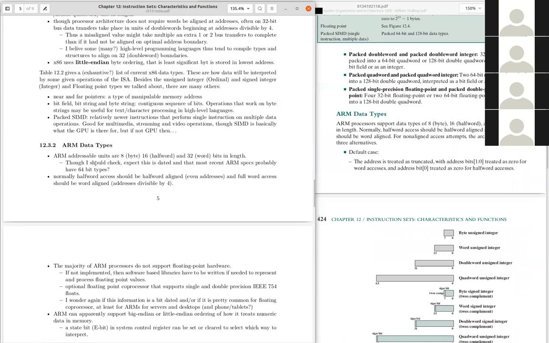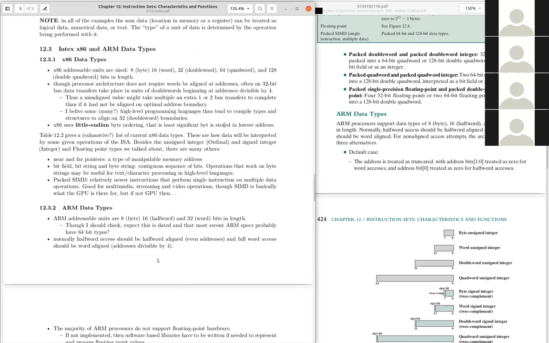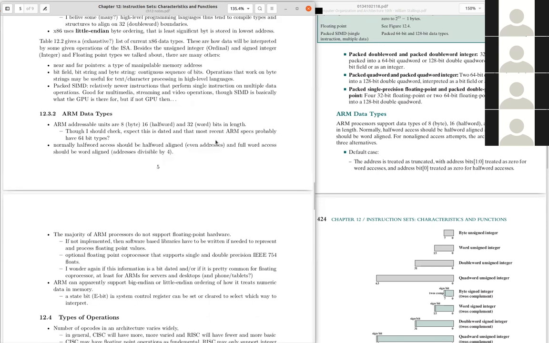To tell you the truth, I think our book might be a little bit out of date. I didn't check the 12th edition. I'm pretty certain that the ARM spec actually has 64-bit length addressable units now. I should probably double check that, but I'm pretty certain. I don't think it goes all the way up to the double quad word 128 bits yet, but maybe it does that too.